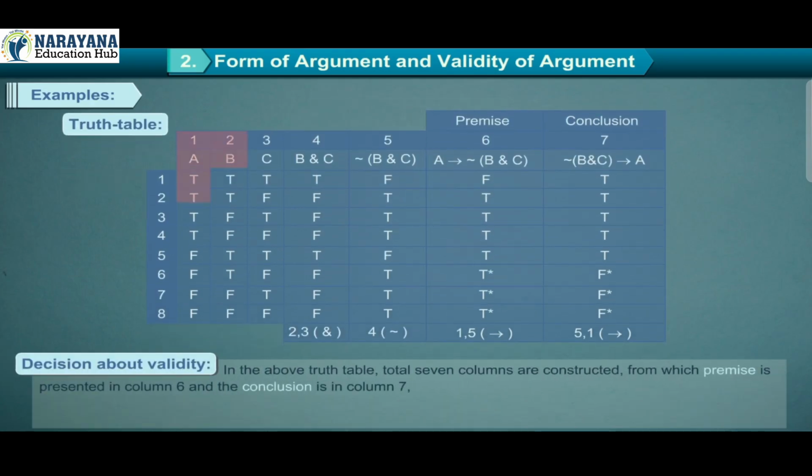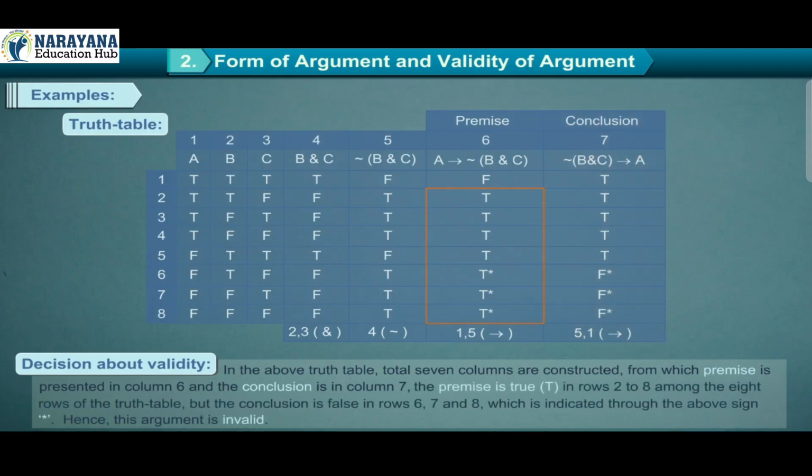In the truth table, total 7 columns are constructed, from which the premise is presented in column 6 and the conclusion is in column 7. The premise is true, that is T, in rows 2 to 8 among the 8 rows of the truth table, but the conclusion is false in rows 6, 7 and 8, which is indicated through the sign star. Hence, this argument is invalid.